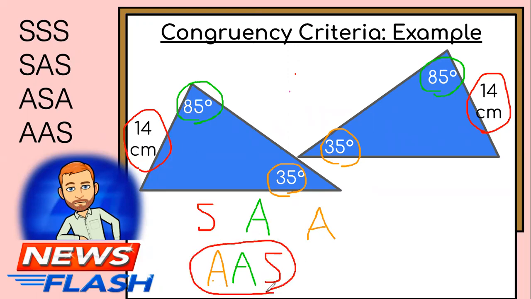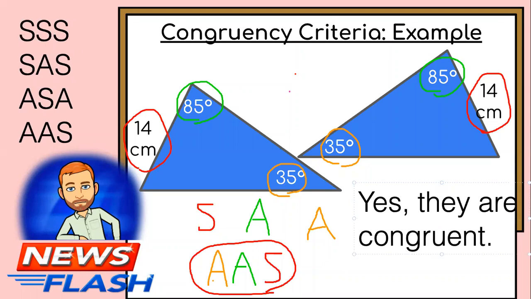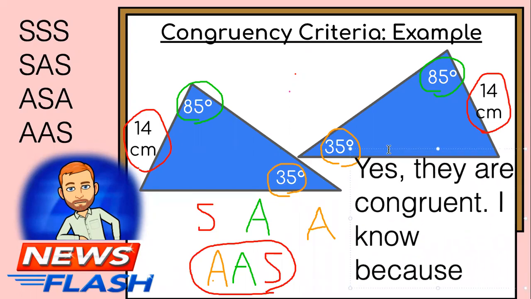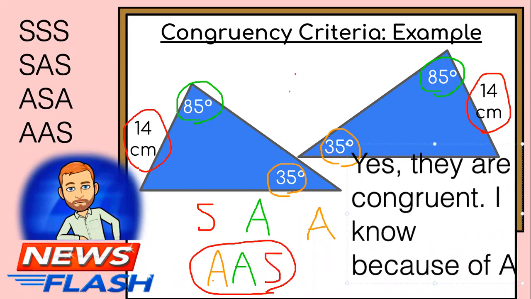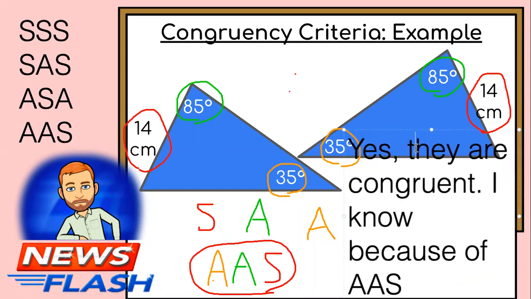And this shortcut tells us that because two angles match and one side, a side that was not in between the two angles matches, we know these two triangles are congruent. So if the question asked, are these triangles congruent? You would say, yes, they are congruent. And you could say, I know because of angle, angle, side, AAS.